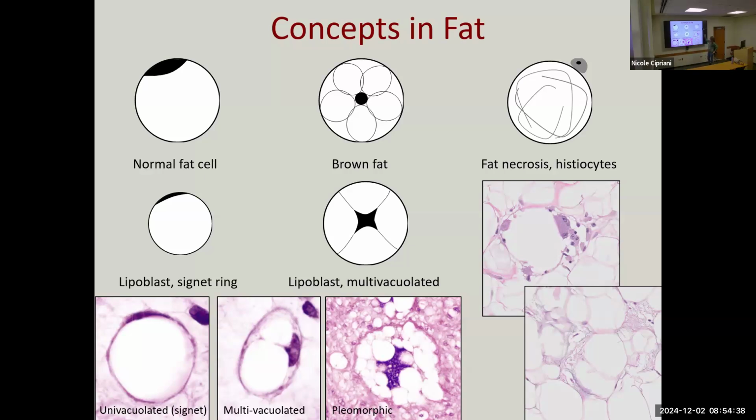Fat necrosis can mimic atypical fat because it sometimes looks shrunken or shriveled. It sometimes looks like it has vacuoles, but these are the cell membranes collapsing. But you don't really see nuclei of fat. If you see nuclei, those are histiocytes. So look at the cytoplasm and look at the nuclear morphology. You may be seeing fat necrosis with histiocytes.